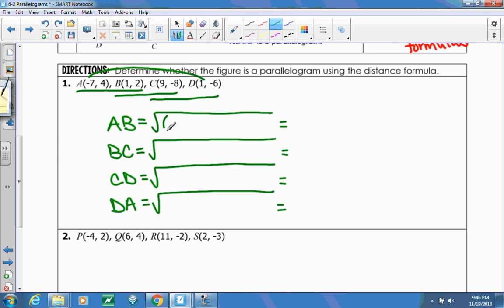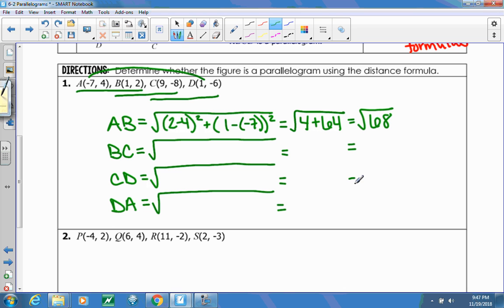Just to show you, AB here, if I take 2 minus 4, take that quantity squared, plus 1 minus a negative 7, that answer squared. Now if I work this out, I've got 2 minus 4, so that's negative 2 squared, so that's 4. 1 minus a negative 7, so that's 8. 8 squared is 64. And so then I get the square root of 68, and I'm going to go ahead and leave it right there. So what you're going to do is pause this video. You're going to fill in the information here, and then you're going to start it back up, and we'll see what our answer was.